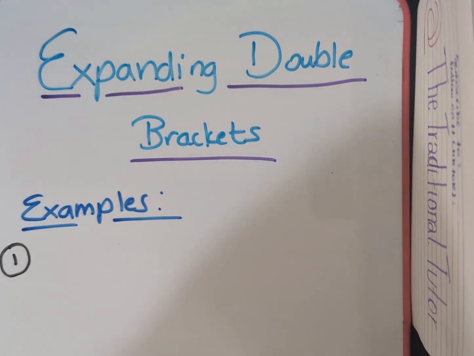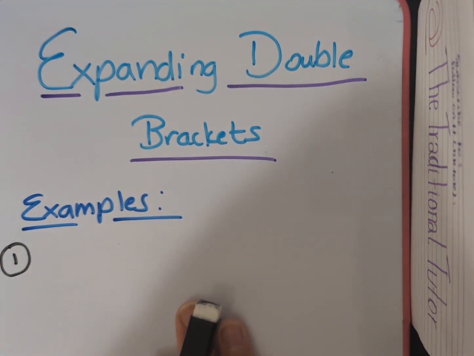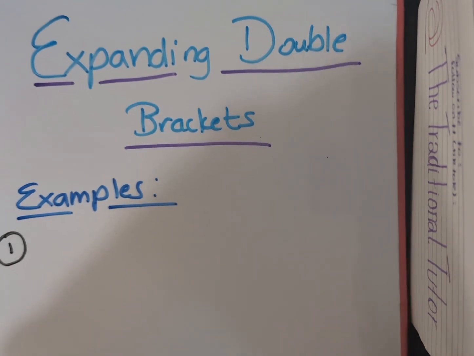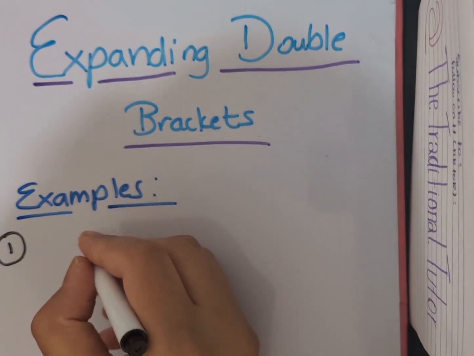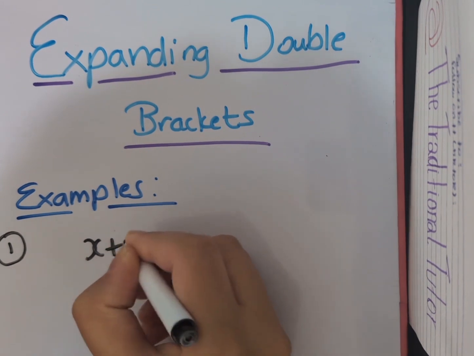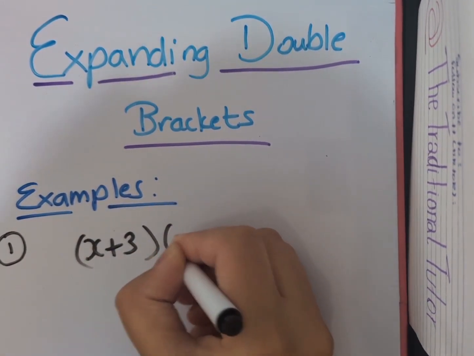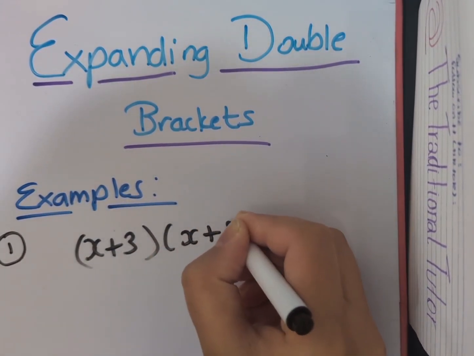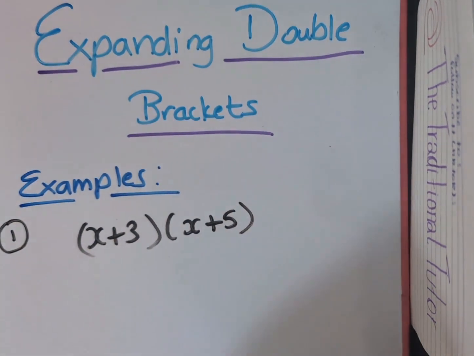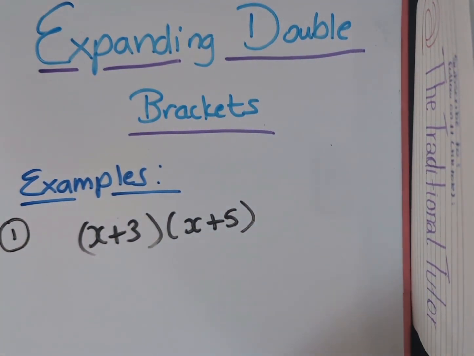Hi everyone, so in this video we're going to be looking at expanding double brackets this time, okay? And we're going to start off by looking at the following example. So we've got x plus 3 times by x plus 5, okay? And I'm going to show you two different methods in which we can solve this, and then you can choose whichever one you like.